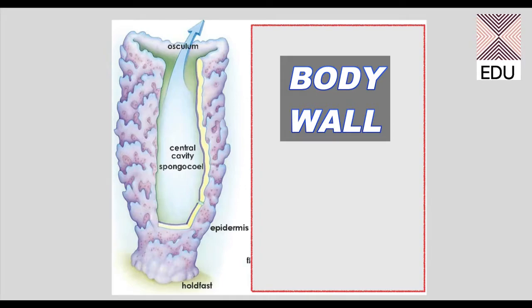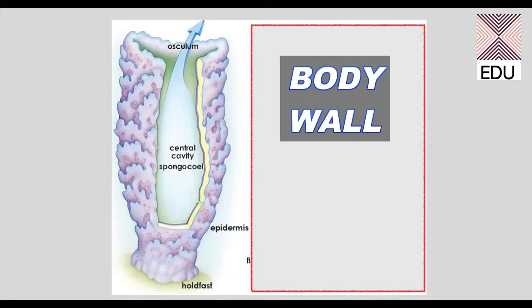This particular diagram of Sycon shows the central spongiocele, which is the central cavity, and it is showing an osculum from which the water is going out of the body of the Sycon. So that we have discussed in the very first video of Sycon. So here we are to talk about the body wall.